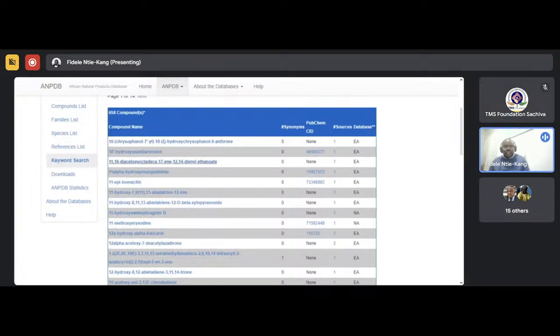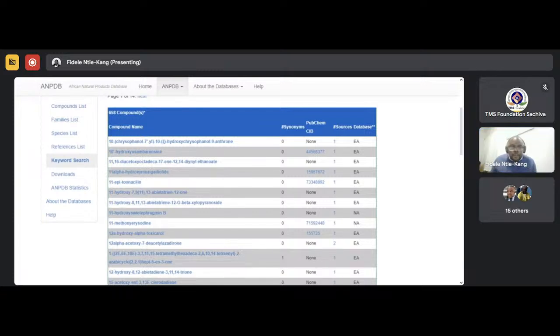Let us say, for example, I am interested in this one. I click this compound. This is a chemical structure. Everybody knows this part of the molecule is a phenol, and this other part of the molecule looks like it's xanthone, but it's not. It's connected to this phenol. Now, this compound here has a molecular structure formula, and we have a SMILES string.